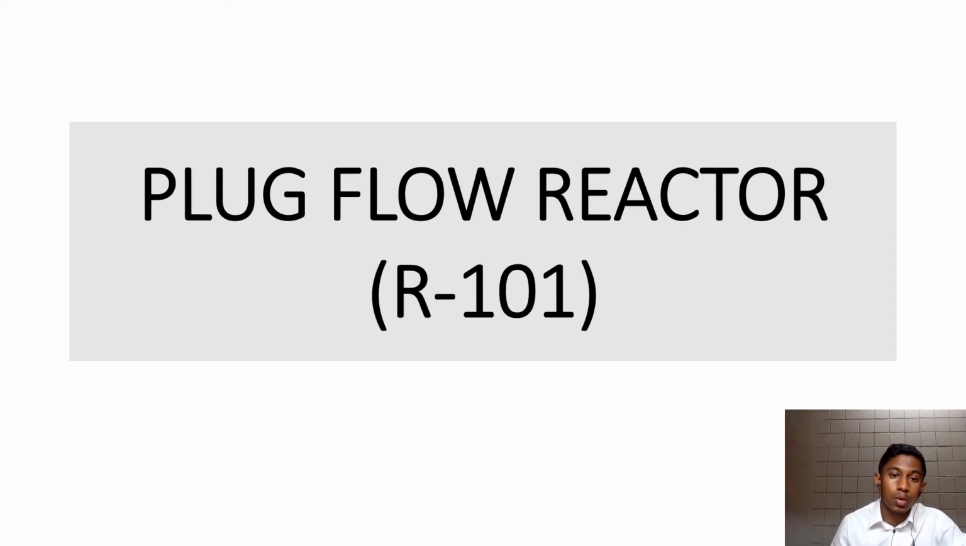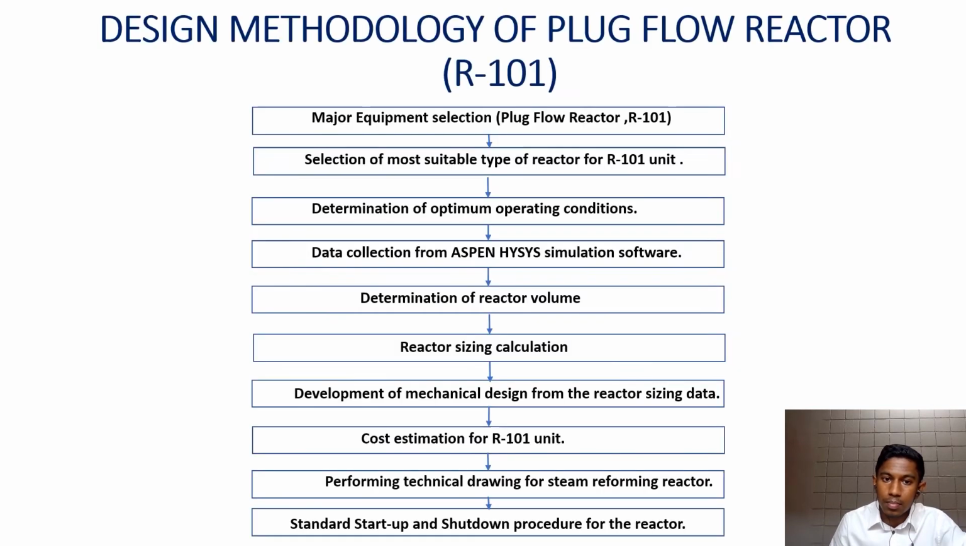The major equipment that was given to me was the plug flow reactor, which is R101, and this was the design methodology for the plug flow reactor R101. So we start by major equipment selection, where the equipment given to me was plug flow reactor R101. The next step was the selection of the most suitable type of reactor for R101, as there are multiple types of reactors. The next step was to determine the optimal operating conditions.